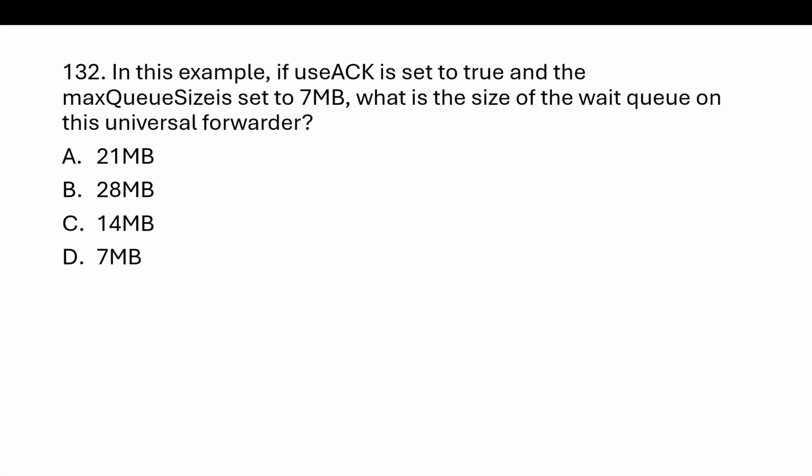Question number 132. In this example, if useACK is set to true and the maxQueueSize is set to 7 MB, what is the size of the wait queue on the universal forwarder? Option A, 21 MB. Option B, 28 MB. Option C, 14 MB. Option D, 7 MB. The answer is option A, 21 MB.